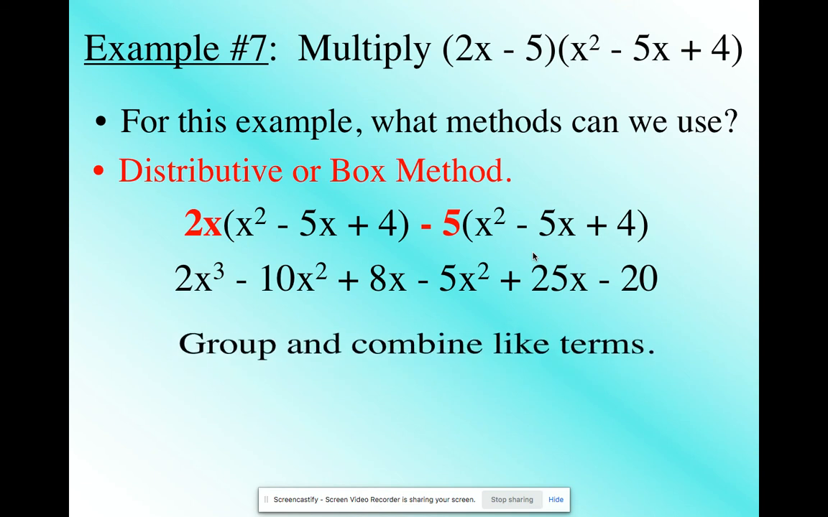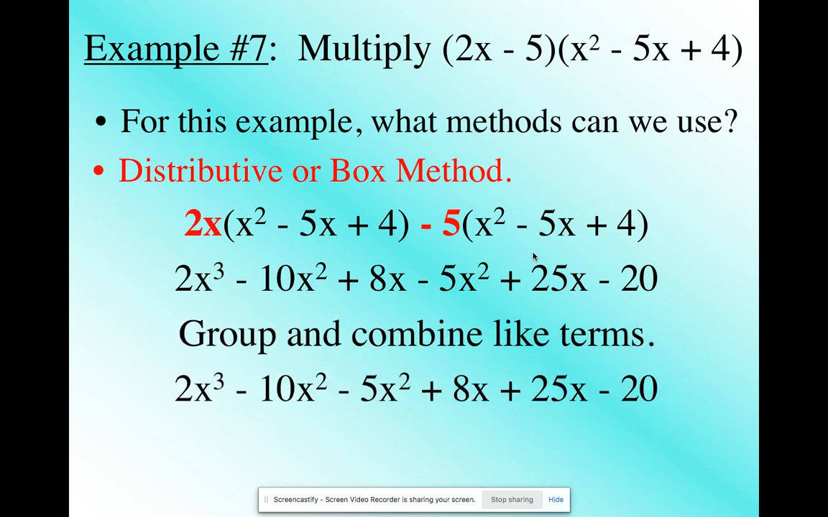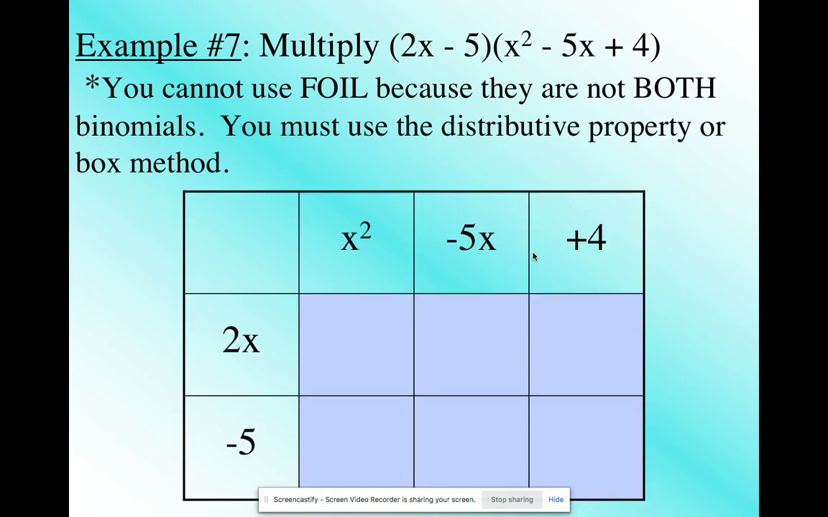Then you need to group and combine like terms. You want to put them in order from highest exponent to lowest exponent, then combine those terms, and that would be your final answer. However, the box method is nice in this scenario. We can't use FOIL again, because you can only use FOIL if you have two and only two binomials.